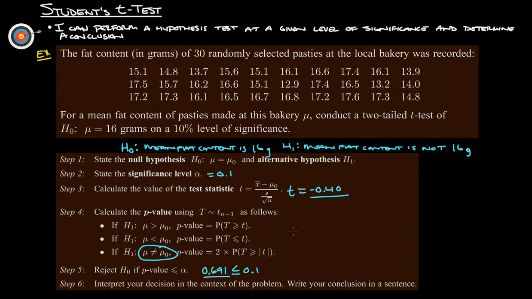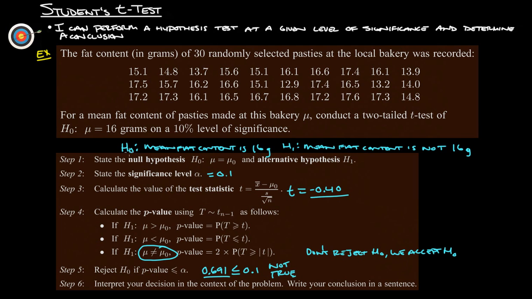0.691 is our p-value. Okay. Now, is 0.691 less than or equal to 0.1? That is not true. Right? So it says reject H0 if this is true. Since it's not true, we don't reject. We do not reject H0. Okay? So that means we actually accept it. We accept H0.